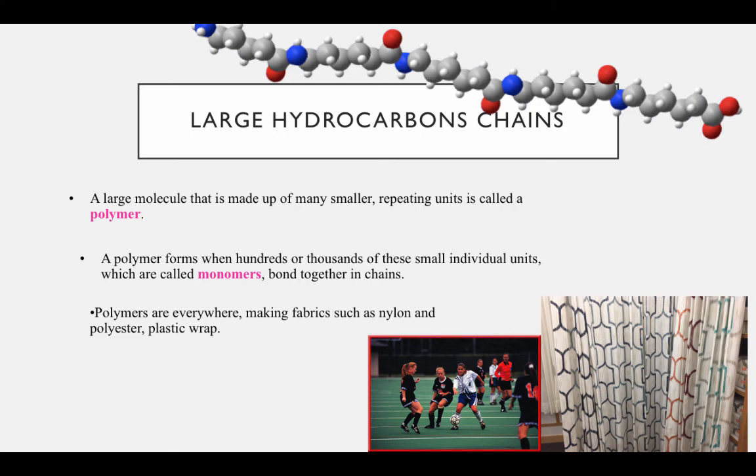Polymers are everywhere. They're in fabrics. You're probably wearing a polymer right now. If you check the label on your clothing, if it has polyester in it, it's made out of a polymer. Also, something as simple as a uniform, or a soccer ball, or a soccer field, or curtains, all of that is made up of large hydrocarbons.